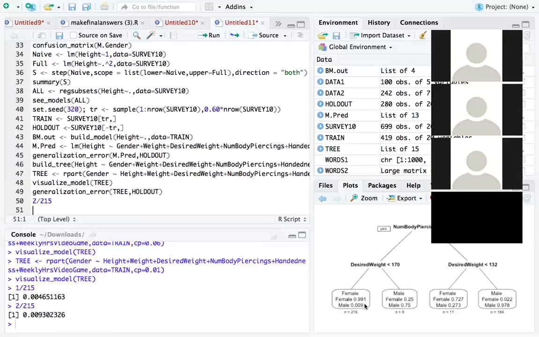These are individuals who have 2 or more body piercings and are less than 170 pounds. It makes sense that if somebody weighs more, they are more likely to be male, and we see this in both.